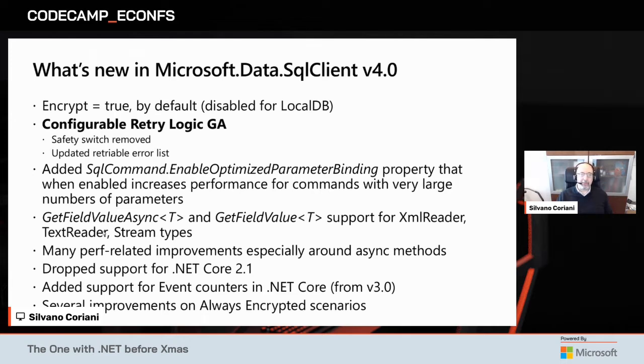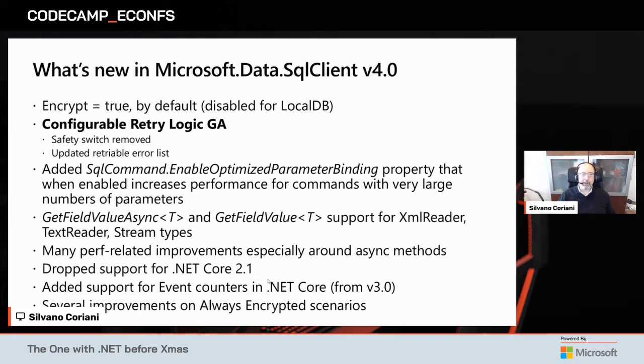The other improvements are typically around data type support. So, for example, GetFieldValueAsync of T and GetFieldValue of T now support things like XML readers, text readers, stream types. This is especially true when you are dealing with LOB, so line of business data types like varchar max and stuff like that, to improve overall performance.